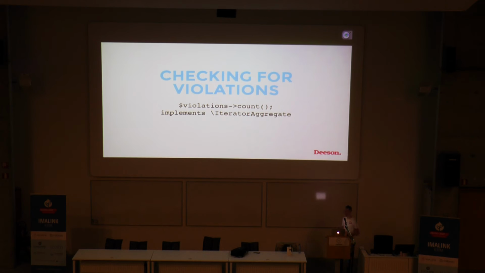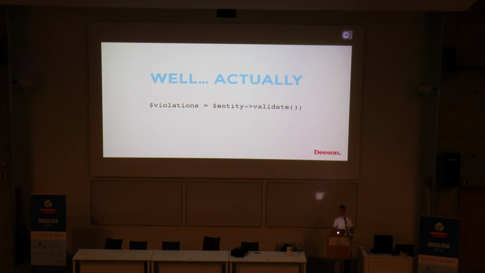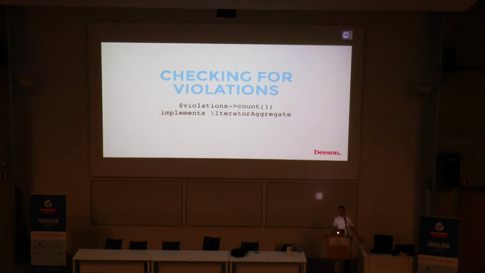If you want to check whether there were any violations, because I already told you that it always returns a list, but it doesn't necessarily contain anything, you can simply call count on it. So first you grab your violations by validating the entity, and then if the count is higher than 0, you know you have a problem. So you need to read the violations in order to find out what went wrong.